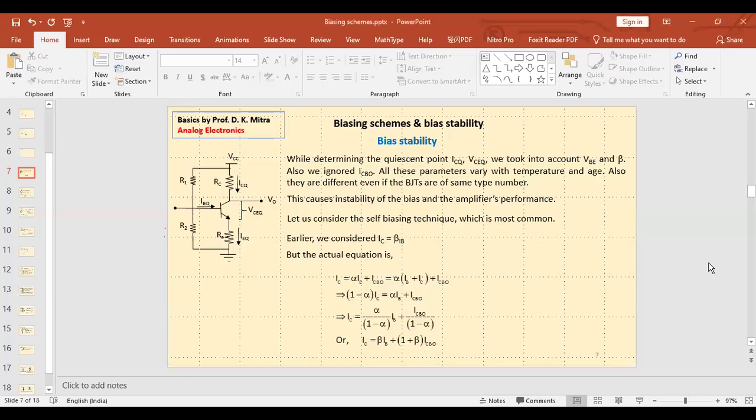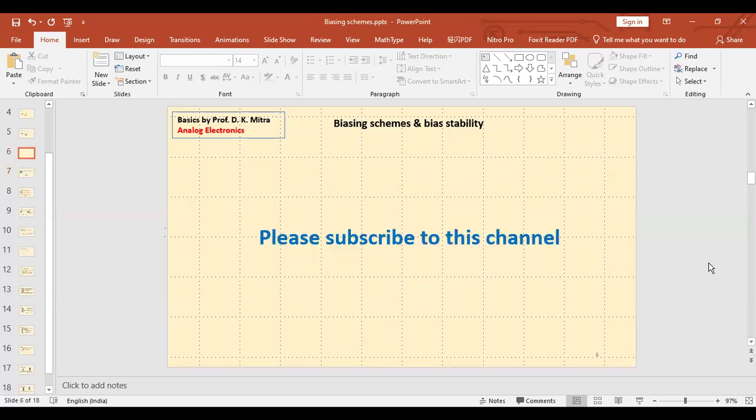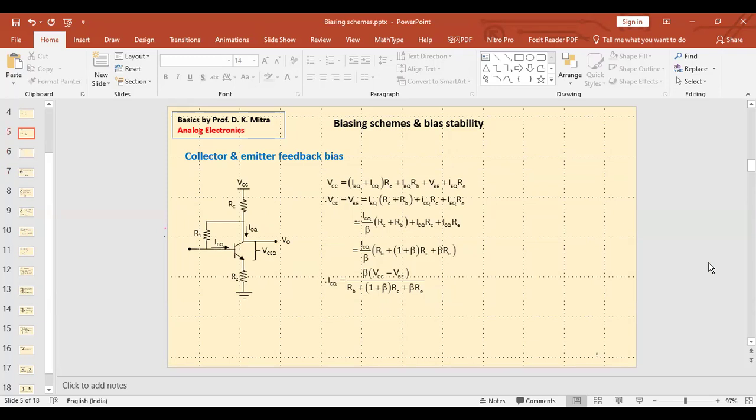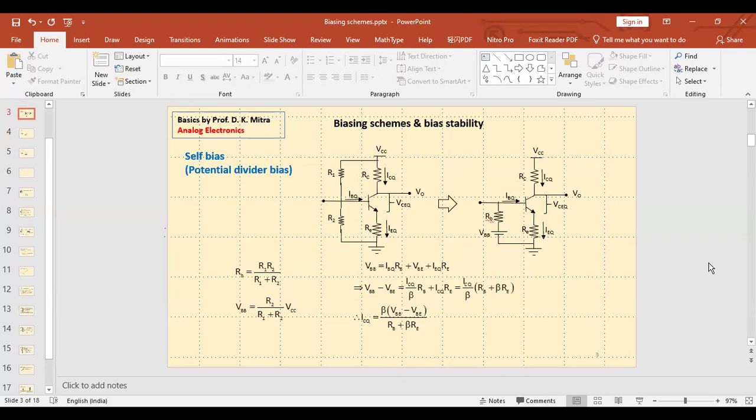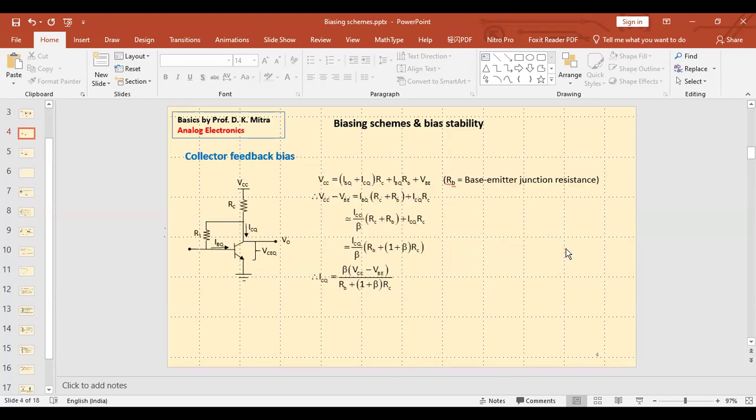Good morning, students. Today we are at the next step of our lesson. Remember that in our last lesson, we learned various methods of biasing, and we concluded that the most popular method of biasing is the potential divider biasing. This biasing is also called self biasing, right?